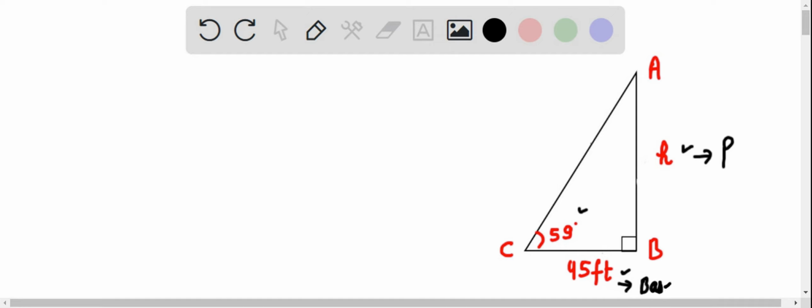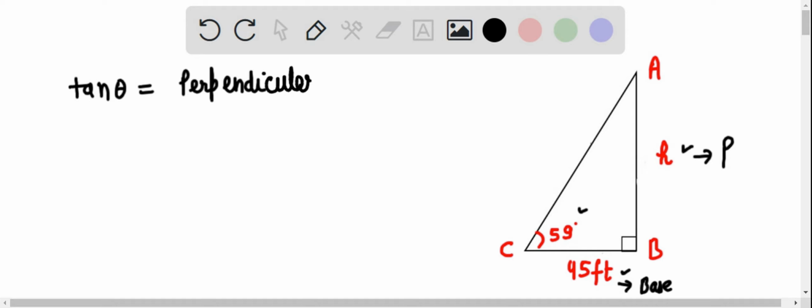base. So we are aware of the fact that tan theta is equal to opposite side or perpendicular. It is the ratio of perpendicular upon base, and in this case perpendicular is the height of the tree, that is AB, and that is simply h.